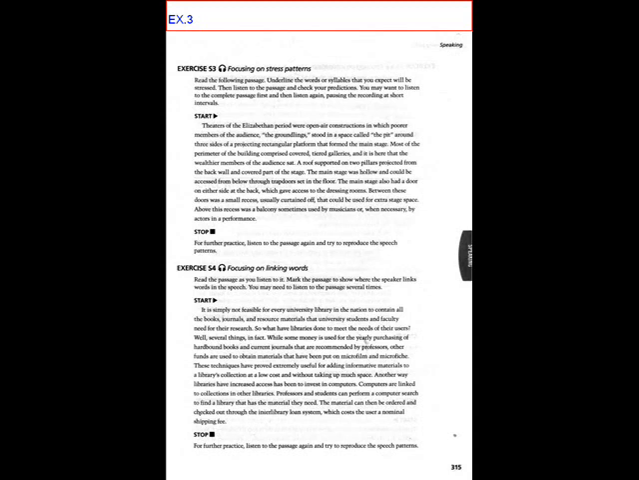taking up much space. Another way libraries have increased access has been to invest in computers. Computers are linked to collections in other libraries. Professors and students can perform a computer search to find a library that has the material they need. The material can then be ordered and checked out through the interlibrary loan system, which costs the user a nominal shipping fee.